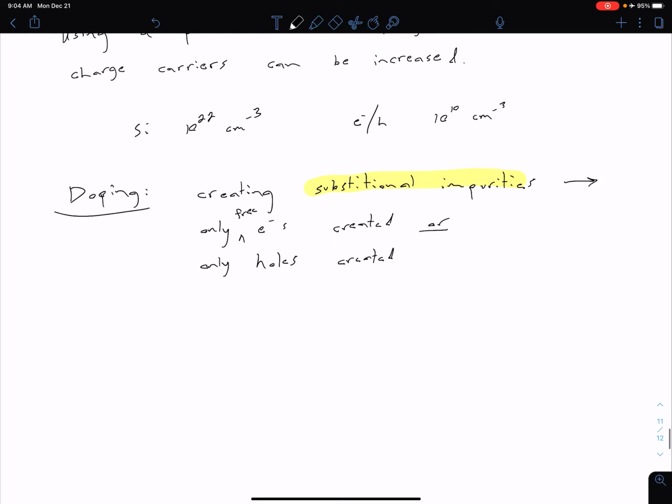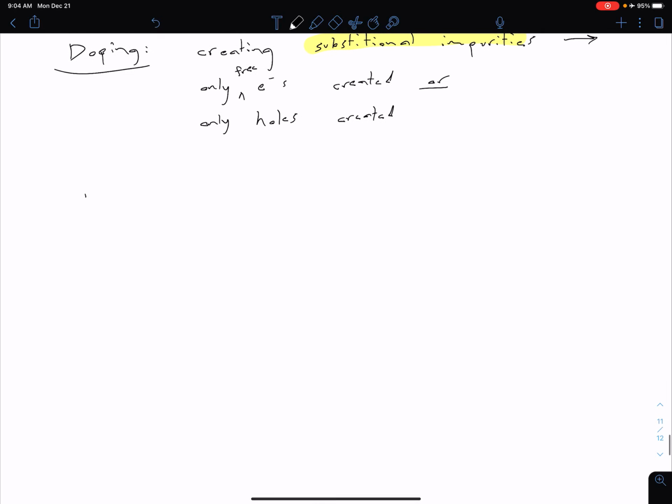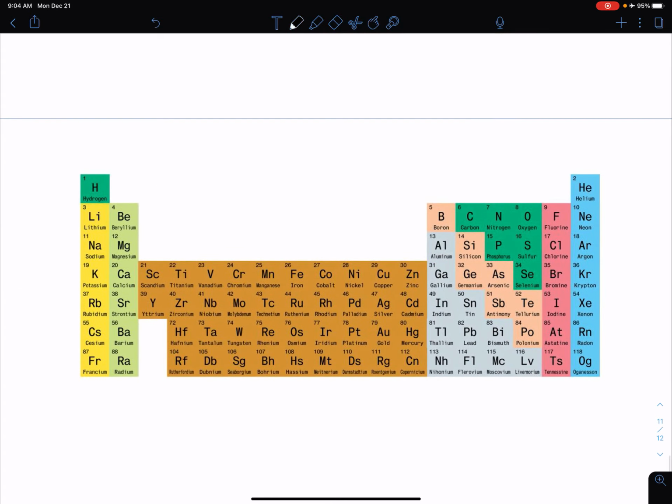Now, if we're talking about silicon, so actually let me come down here to our periodic table. So I've copied this again. So we've got our periodic table. So for silicon, remember our silicon is here in what we called earlier this group 4. And because it's in group 4, we're going to have dopants from either group on either side.